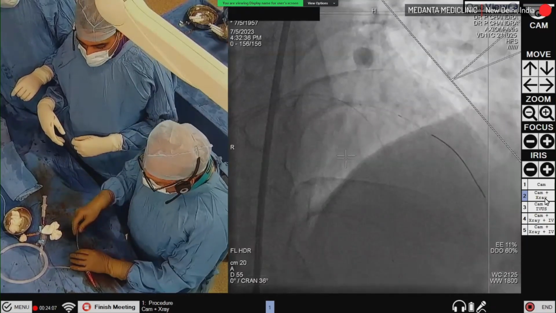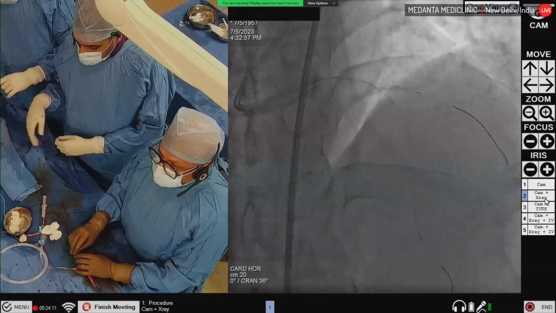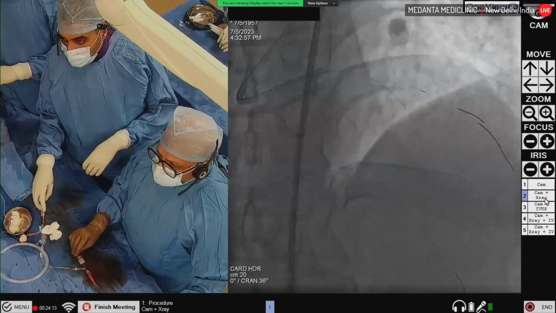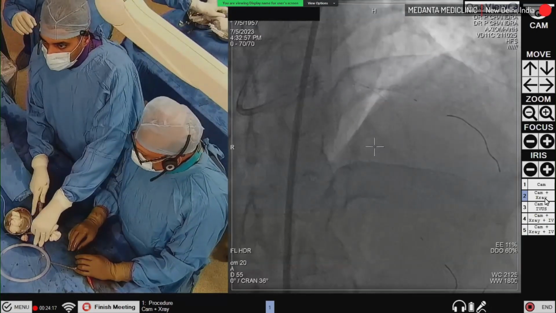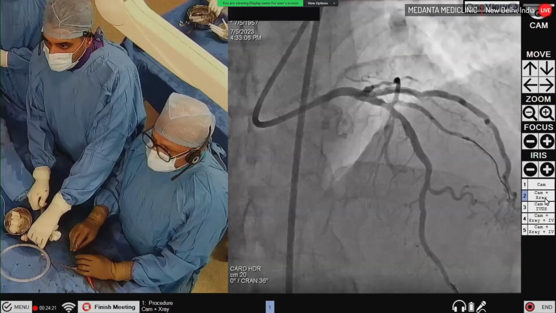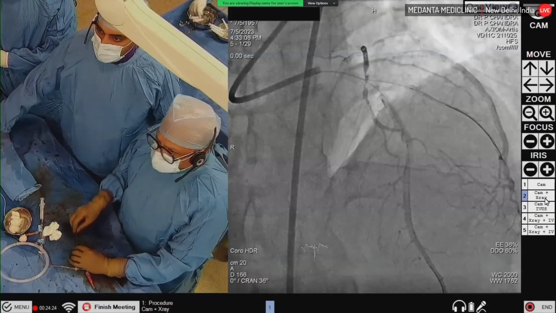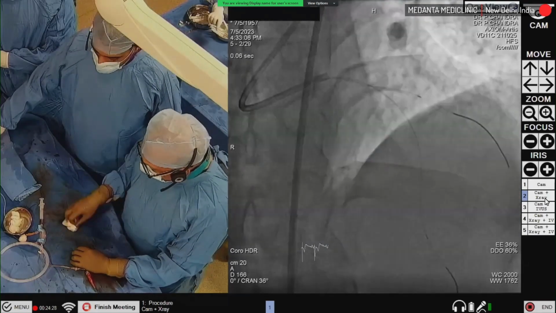So to avoid a situation of branch occlusion, sometimes we also resort to a strategy of no stents. Can you check? Yeah, looks better, but we have to dilate more. The diagonal also needs to be worked on a little bit.